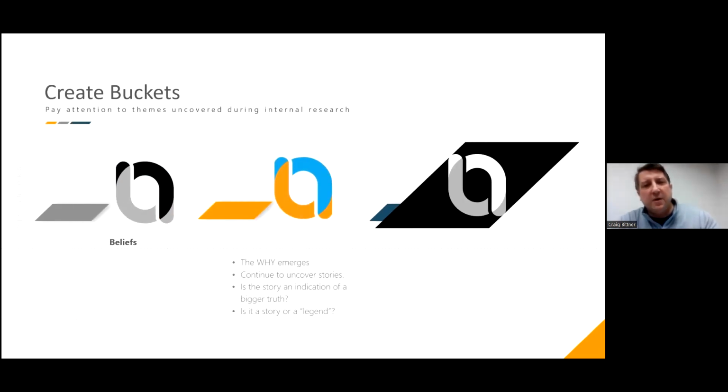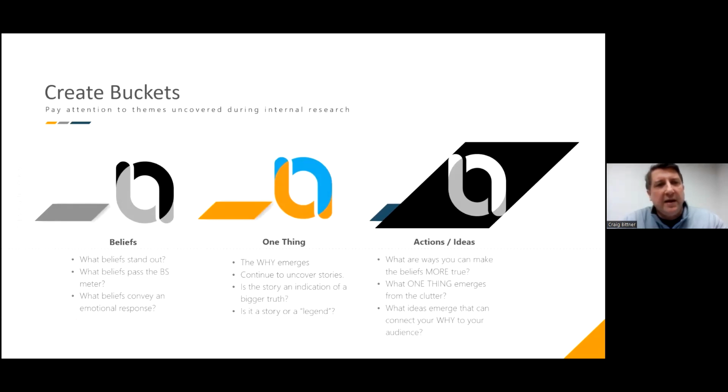So then what we end up doing with all those questions is we create buckets, and we take all our belief statements. Sometimes when I write out those belief statements that come from these exercises, they get pretty hairy, in the sense that sometimes there's 3 or 4 pages worth. So I'm trying to narrow them down, but I put them into a bucket of, here are some beliefs. Here's what stands out. Here are the beliefs that pass the BS meter. What beliefs convey an emotional response? And from there, we look at, okay, what is that one thing? The why really starts to emerge as you look at those belief statements.